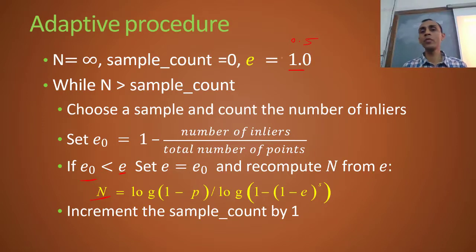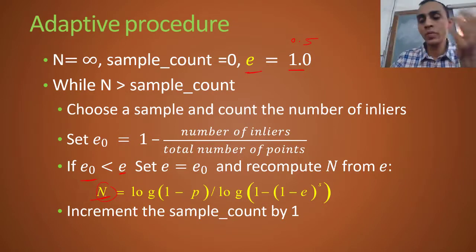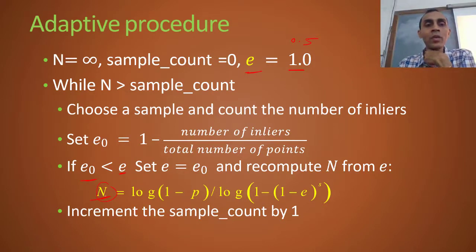So it's not a problem if you don't know a priori, because in the first and second tries themselves you will get some idea about the inlier ratio, and with that you will get a better estimate of n, and you don't have to go an infinite number of times. You will have to do some finite number of trials.